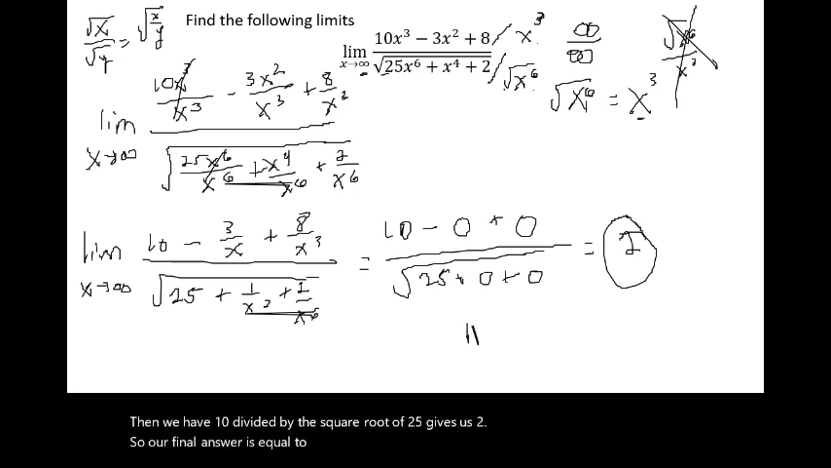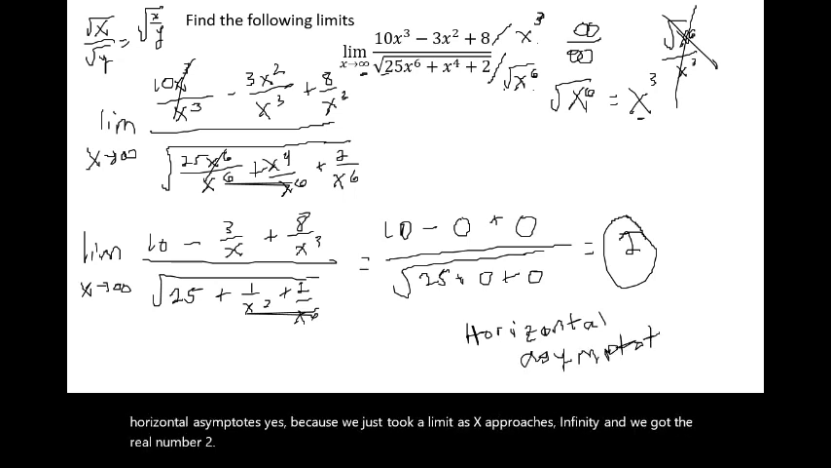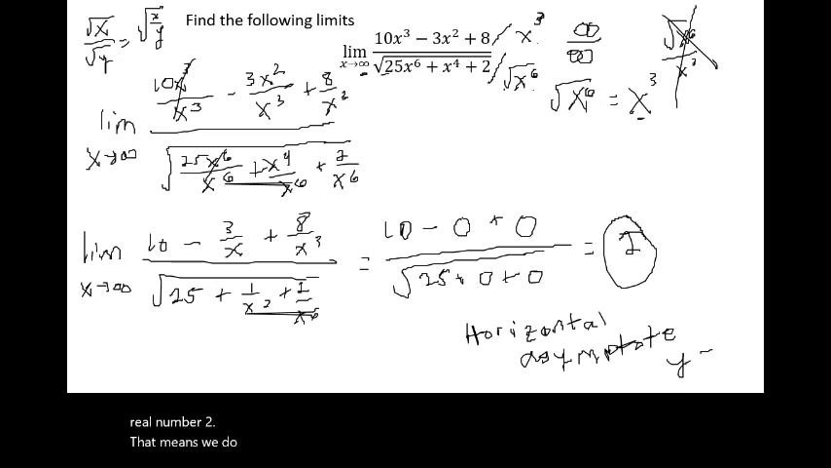Remember, tying it back to horizontal asymptotes, is there a horizontal asymptote? Yes, because we just took a limit as x approaches infinity and we got the real number 2. That means we do have a horizontal asymptote at y equals 2.